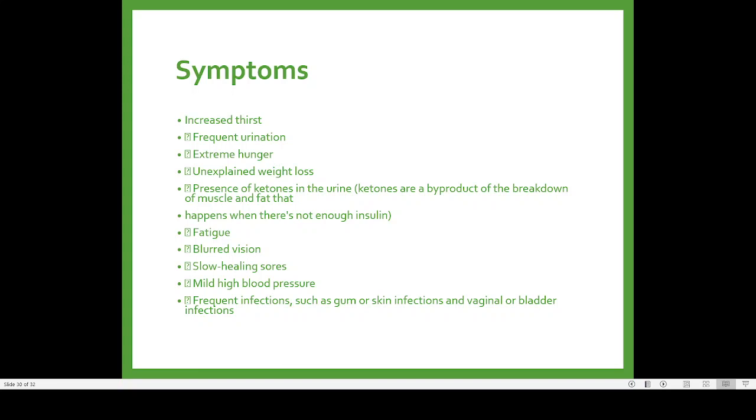Then extreme hunger. Why is extreme hunger becoming a problem? As I told you earlier, there will be a lot of glucose in your body, but this glucose will be remaining in your blood. It is not entering into the body cells. So the cells are not getting enough glucose, so they will be starving, and that starvation of the cells will be sent to your brain, and the brain will be giving you a feeling of hunger.